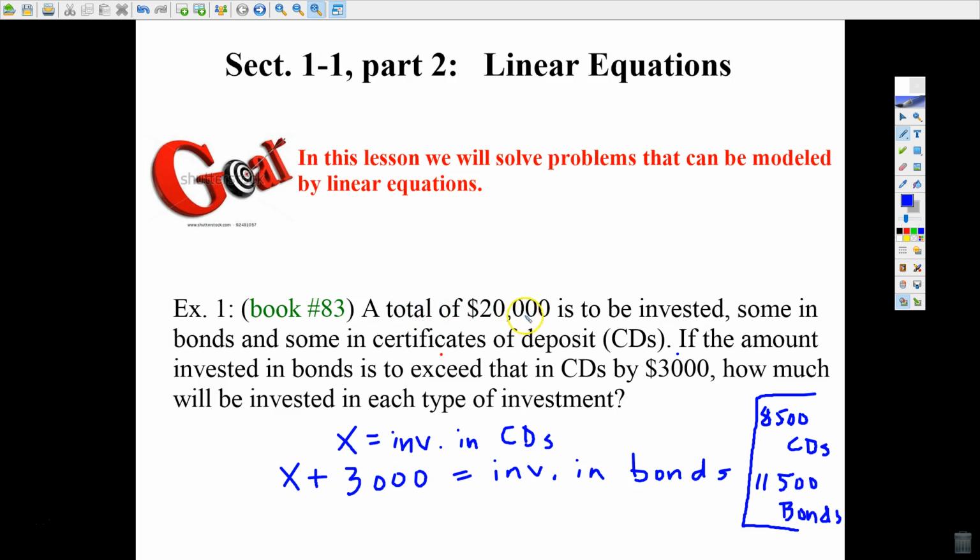So a total of 20,000 is to be invested. So these two combined, and the way I show these two investments combined is to add them together. Okay, so I've just added the two investment types together, and the total of those investments should be 20,000. And now it's a pretty simple equation to solve. I combine like terms. X plus X is 2X.